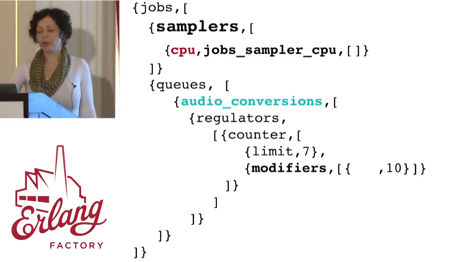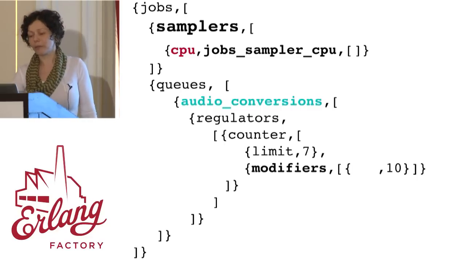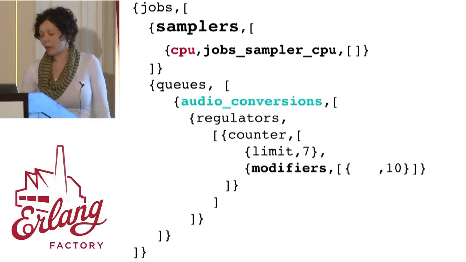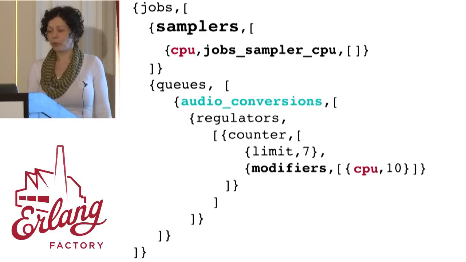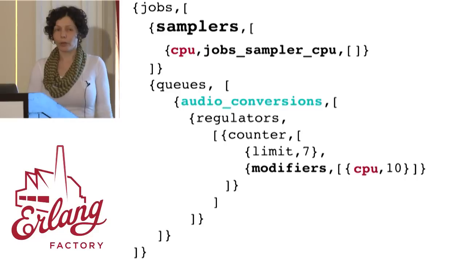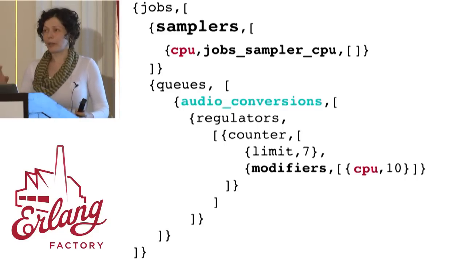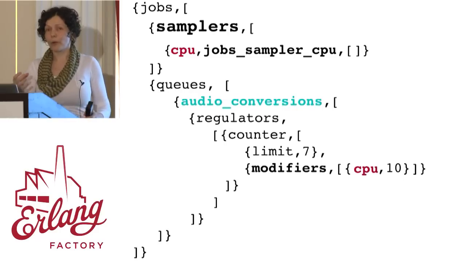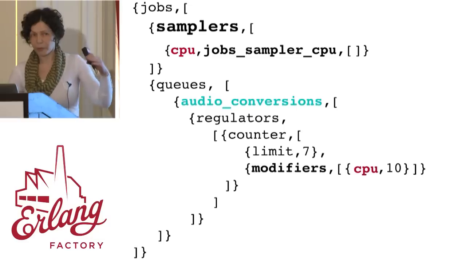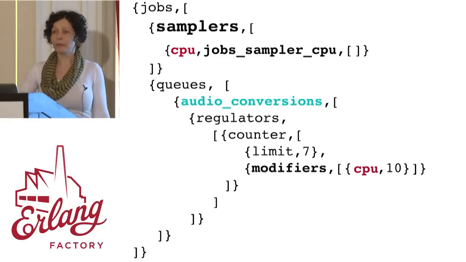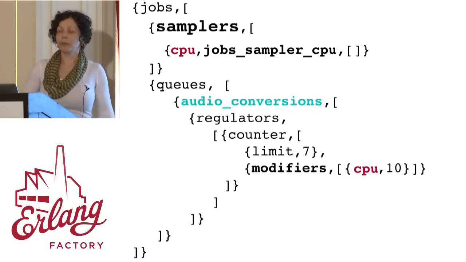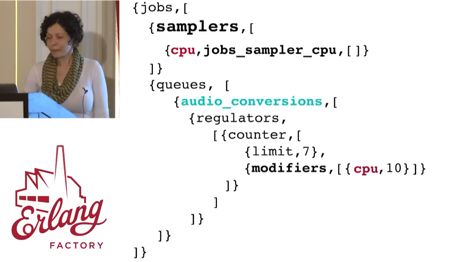Then we're going to take our audio conversions queue that has a counter regulator limited to 7, but we're going to apply a modifier to it. That modifier will be feeding from the CPU sampler. So if the CPU gets busier, we're going to get a certain percentage of that increase, and we're going to apply it to our limit, and this will decrease the limit. And if the system goes back to normal, the limit is going to go back to what it was originally.